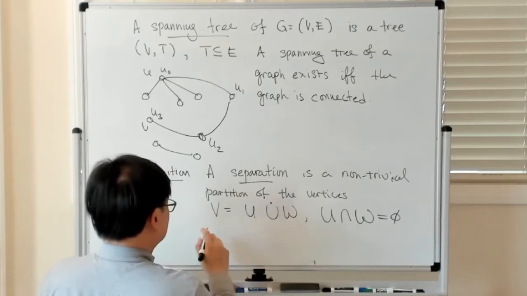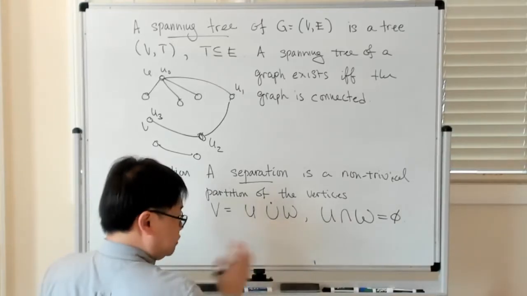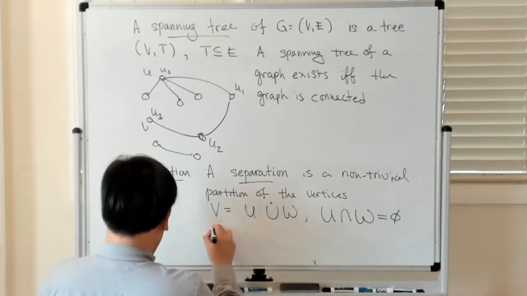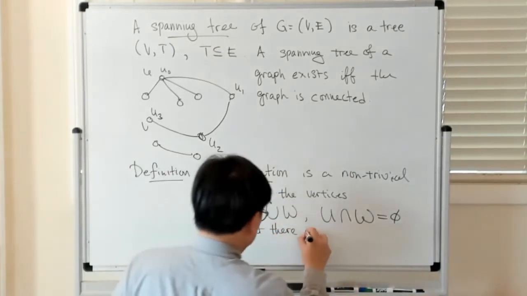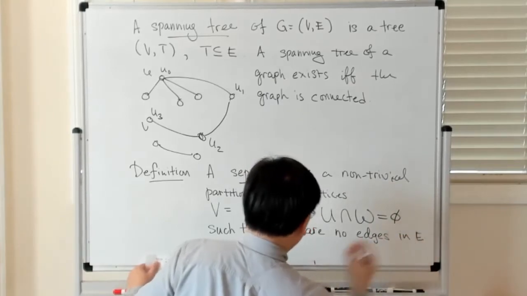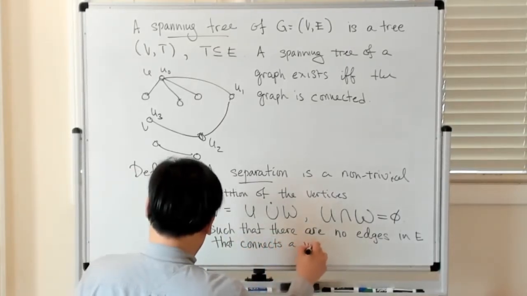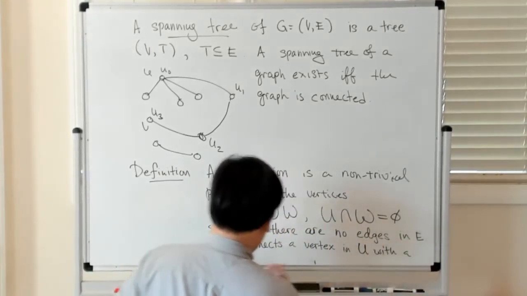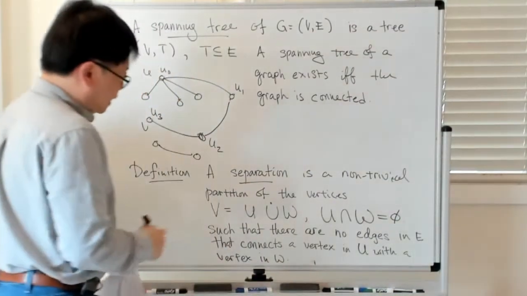Okay, and then all right. So we're not quite done yet. You have the vertex set being decomposed into two vertex sets which are disjoint from each other, and then it has to be that there are no edges in the original edge set E that connect a vertex in U with a vertex in W. Okay. So again, that's intuitively what we expect.